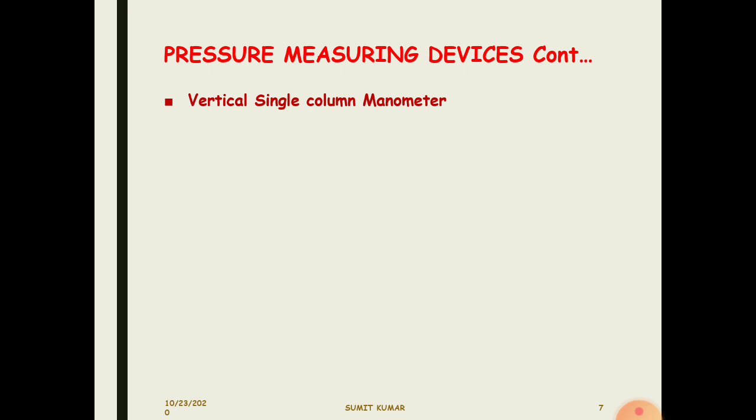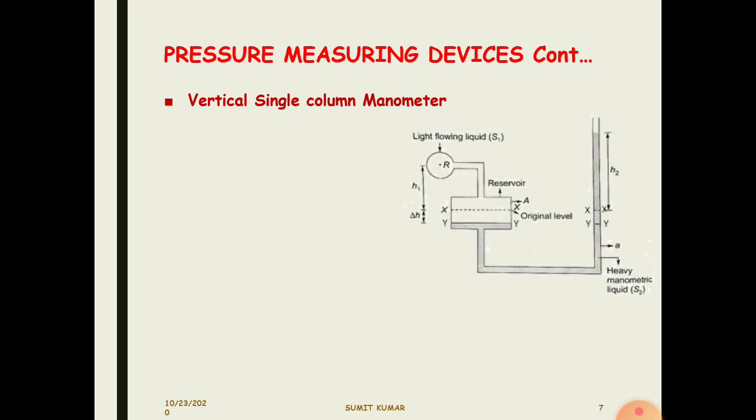To measure high pressure, a vertical single column manometer is used. This type of manometer consists of a reservoir on one side. Initially, when both the limbs are open to the atmosphere, that is, not connected with the pipe, then the level of the manometric fluid will be the same in both the limbs, which is depicted in this figure as line XX.